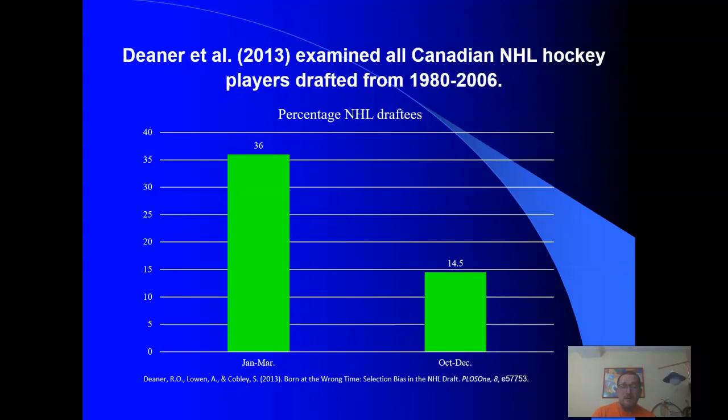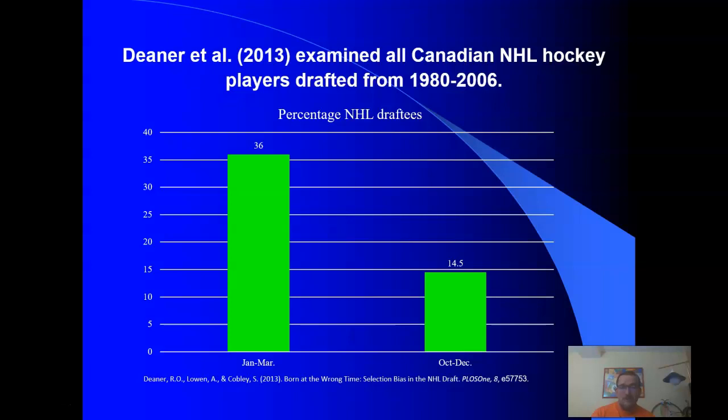You see here that boys born in the months of January, February, or March were more than twice as likely, about 2.5 times as likely, to play in the NHL as were boys born in October, November, or December. So this paper was published in a very influential journal called PLOS One, and it was published because it showed something that should not be the case.